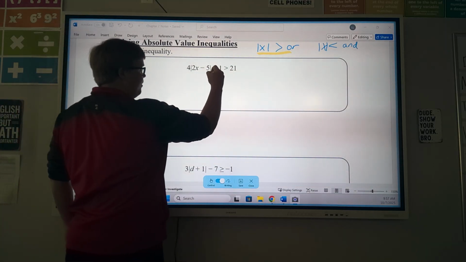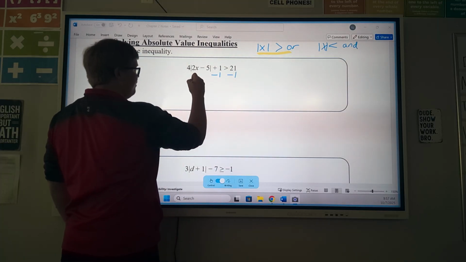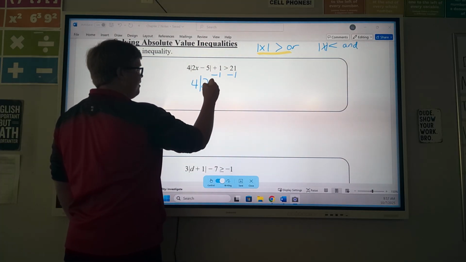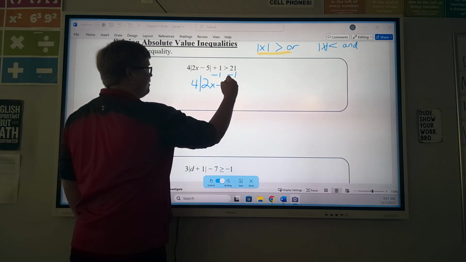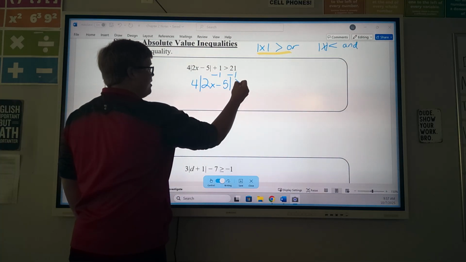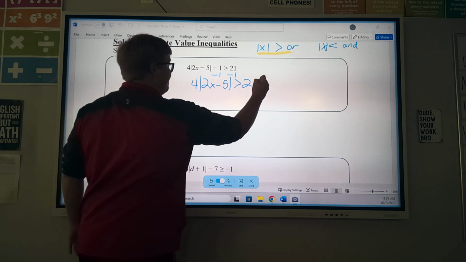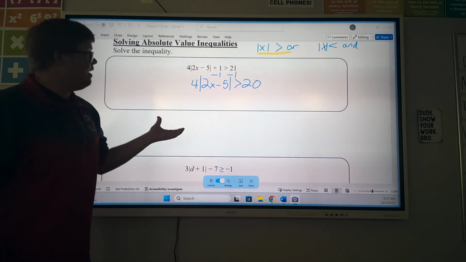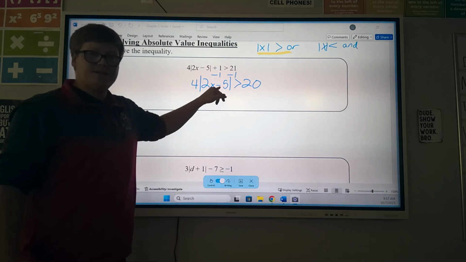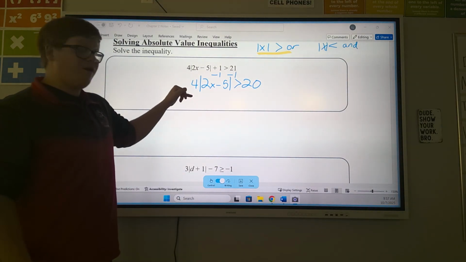So we have to subtract that 1. We now have 4 times the absolute value of 2x minus 5 is greater than, and 21 minus 1 is 20. Okay, the final step is we have to make sure this absolute value is by itself. Right now it's not, there's a 4 here.